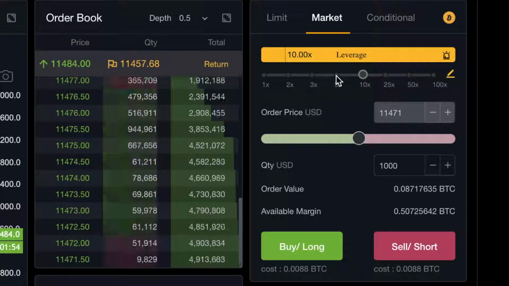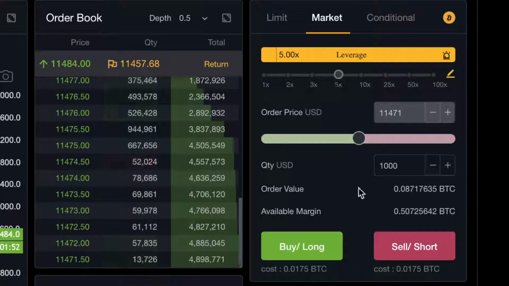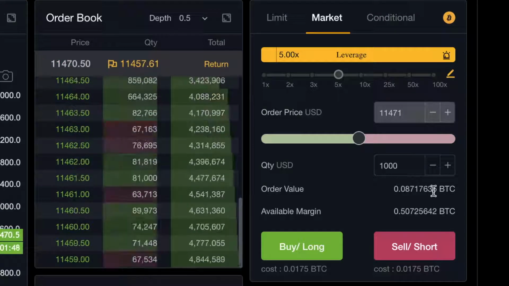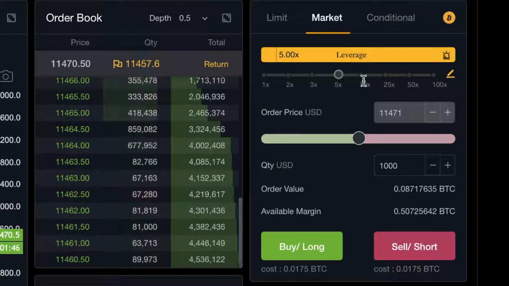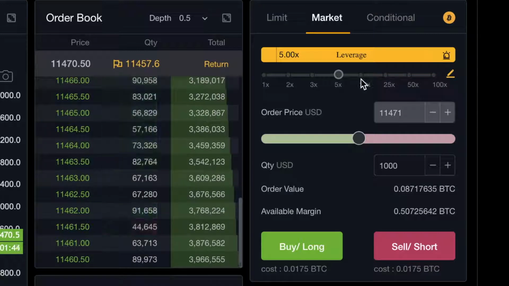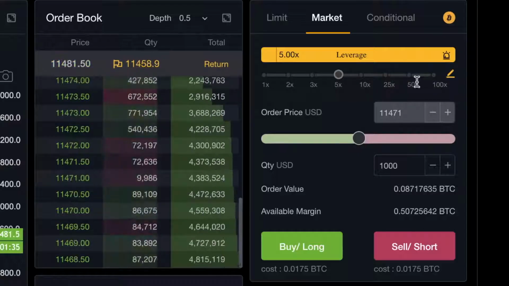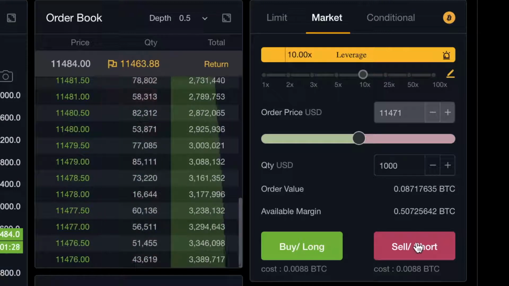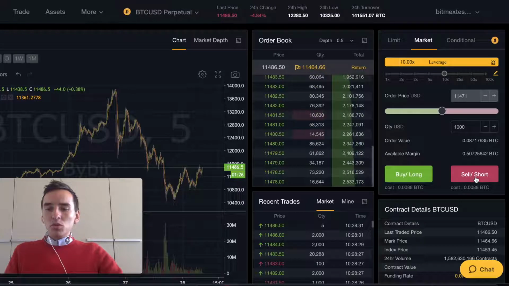If I click 5x leverage, what changes here is the cost is now double, and the order value is still the same. But remember that we have the liquidation price to take into consideration, and the higher the leverage, the closer the liquidation price will be to your entry price. So keep that in mind. The higher the leverage, the higher the risk. For the purpose of this video, we will go on 10x leverage and we will short Bitcoin with 1,000 US dollars worth of contracts. So let's click sell short.